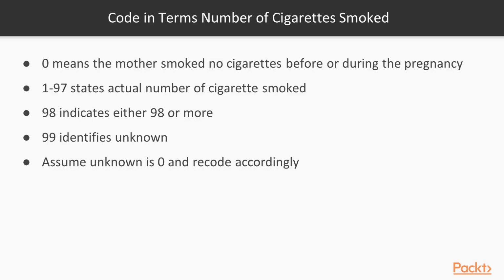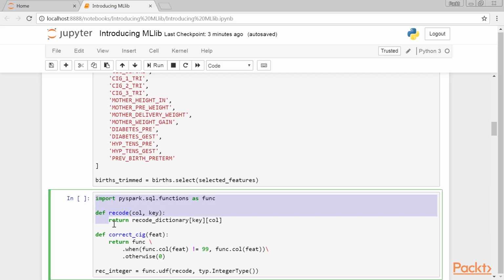There's also a small problem with how the number of cigarettes smoked by the mother was coded, as 0 means the mother smoked no cigarettes before or during the pregnancy. Between 1 and 97 states the actual number of cigarettes smoked. 98 indicates either 98 or more, whereas 99 identifies the unknown. We will assume the unknown is 0 and recode accordingly. So here, we will specify our recoding methods.